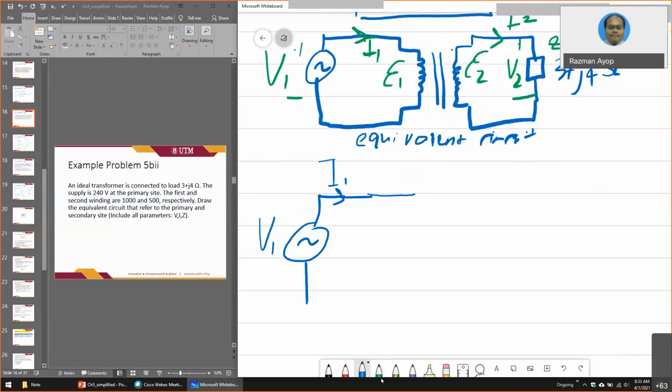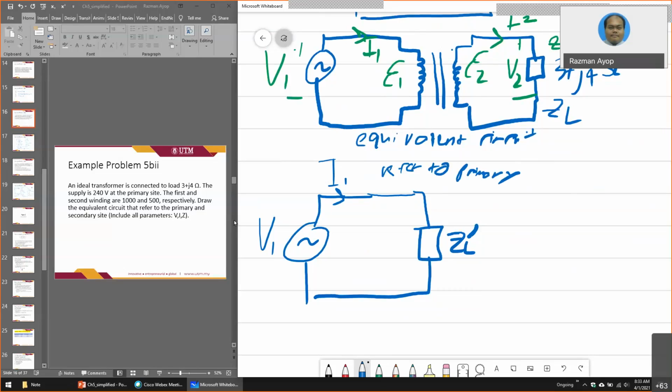And then at the secondary side there is ZL, which becomes this one, ZL prime. Remember that when we bring any impedance to the other side, make sure you put the prime at the upper side. And then this is for referred to primary.